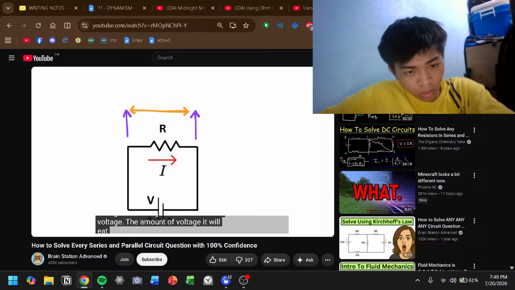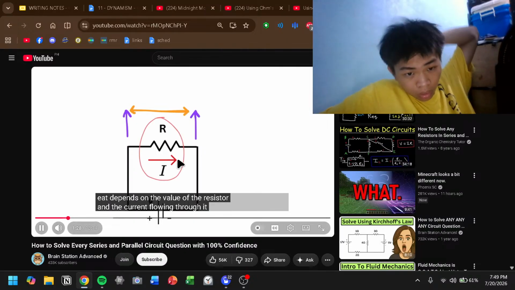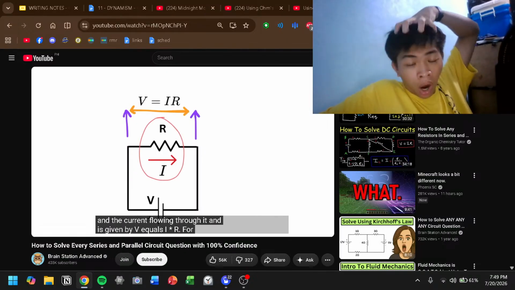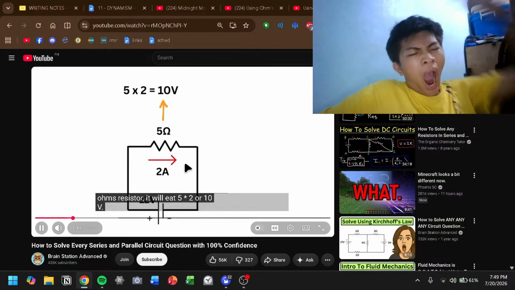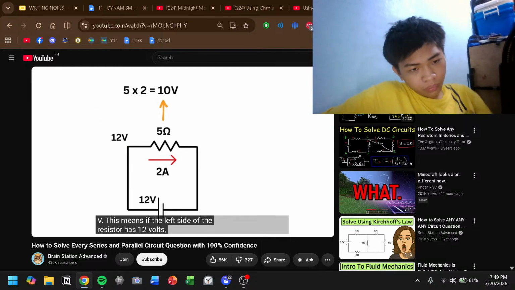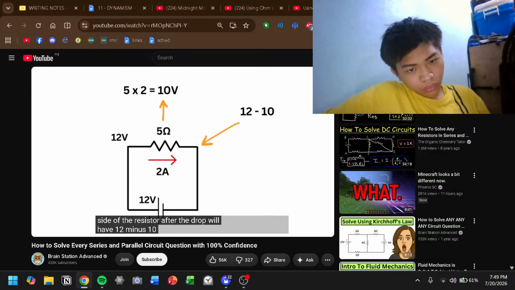The amount of voltage it will eat depends on the value of the resistor and the current flowing through it, and is given by V equals I times R. For example, if a 2 ampere current flows through a 5 ohms resistor, it will eat 5 times 2 or 10 volts. This means if the left side of the resistor has 12 volts, then the right side of the resistor after the drop will have 12 minus 10, or 2 volts.